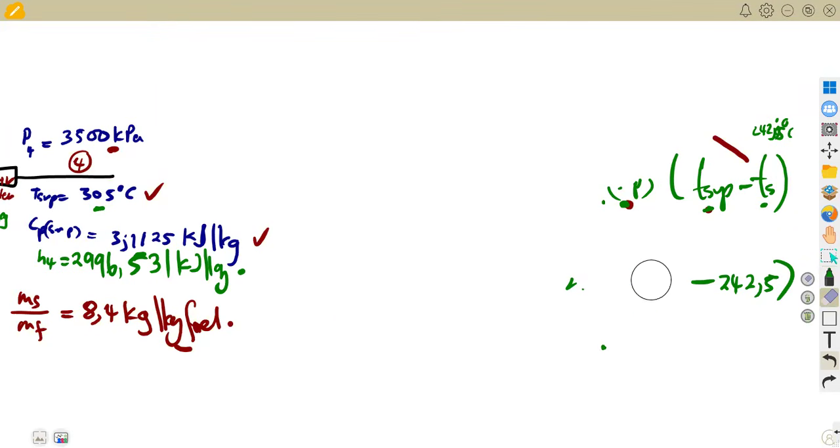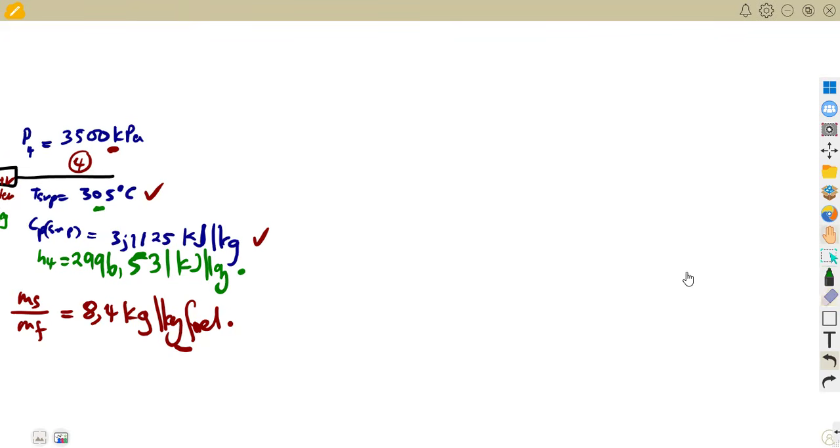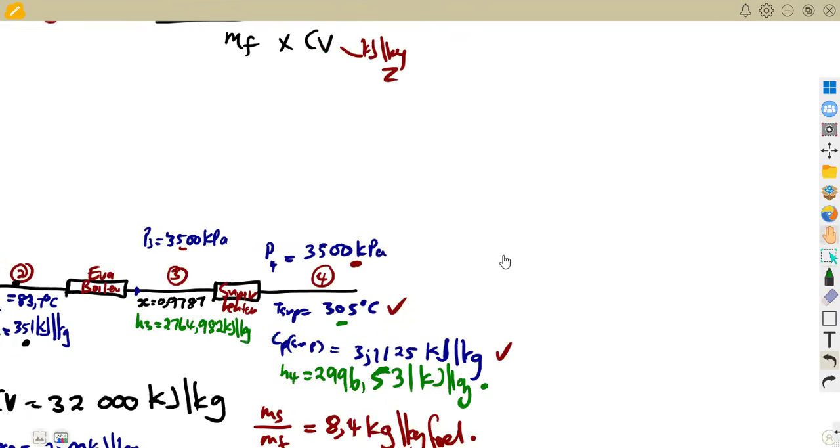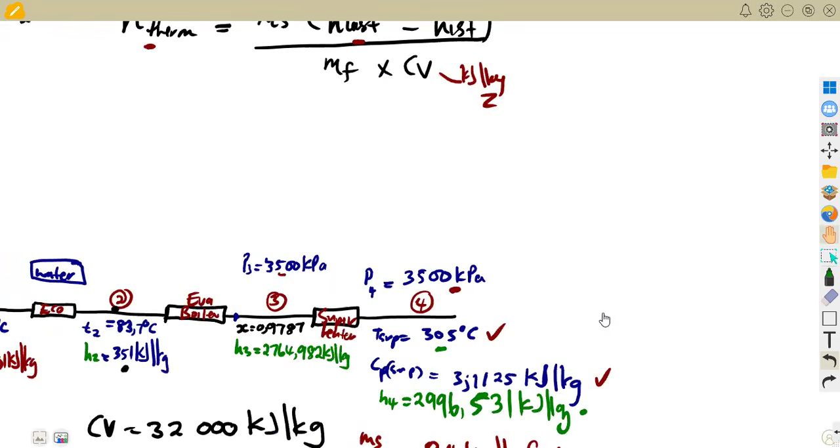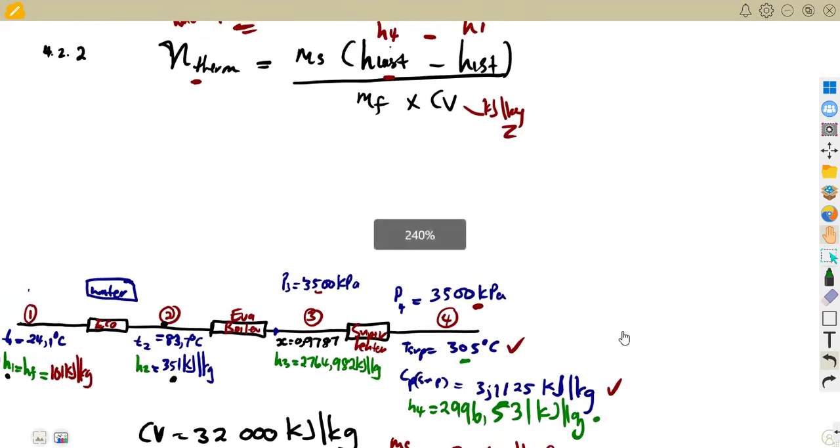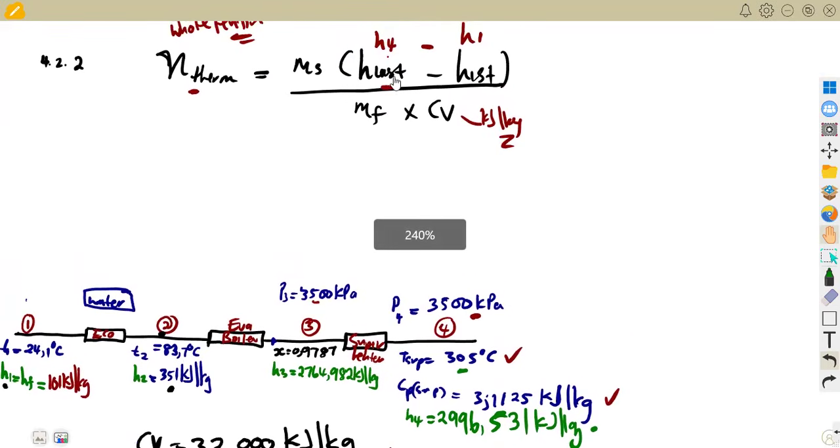So the question is not that H4, but the question was on the thermal efficiency. But we were limited to determine it because of what? We did not have H4, which is our last enthalpy. Now that we have calculated this, we can find our thermal efficiency. Remember, as a percentage, you multiply by what? By 100%.